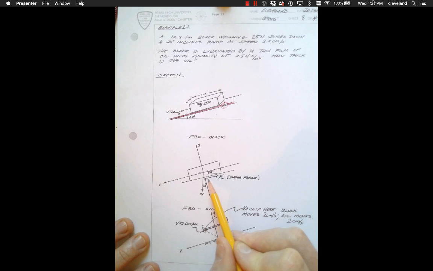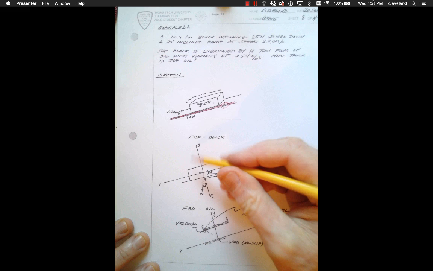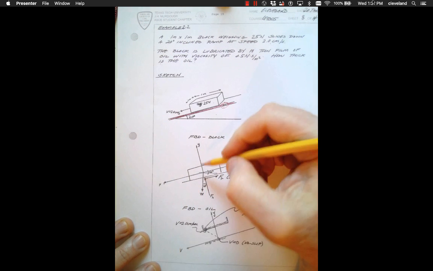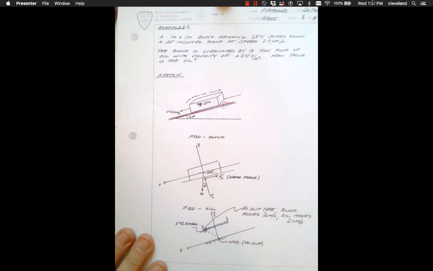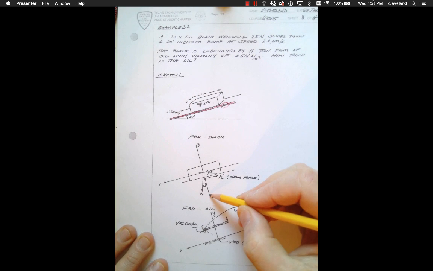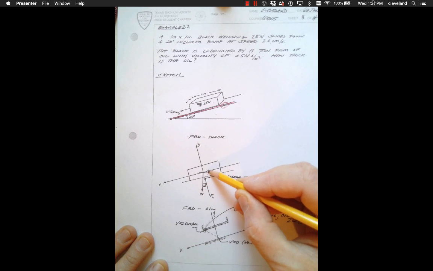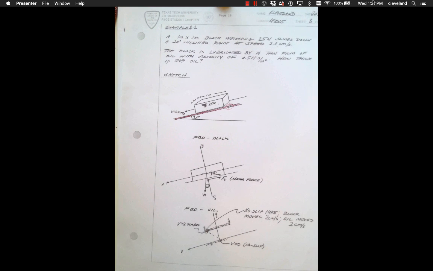The oil pushing on the block, if you will. There's a normal force of the inclined plane pushing up through the centroid of the block, and I've chosen the coordinate system where x is in the downslope direction, y is perpendicular to the plane defined by the incline ramp, and they differ by 20 degrees.